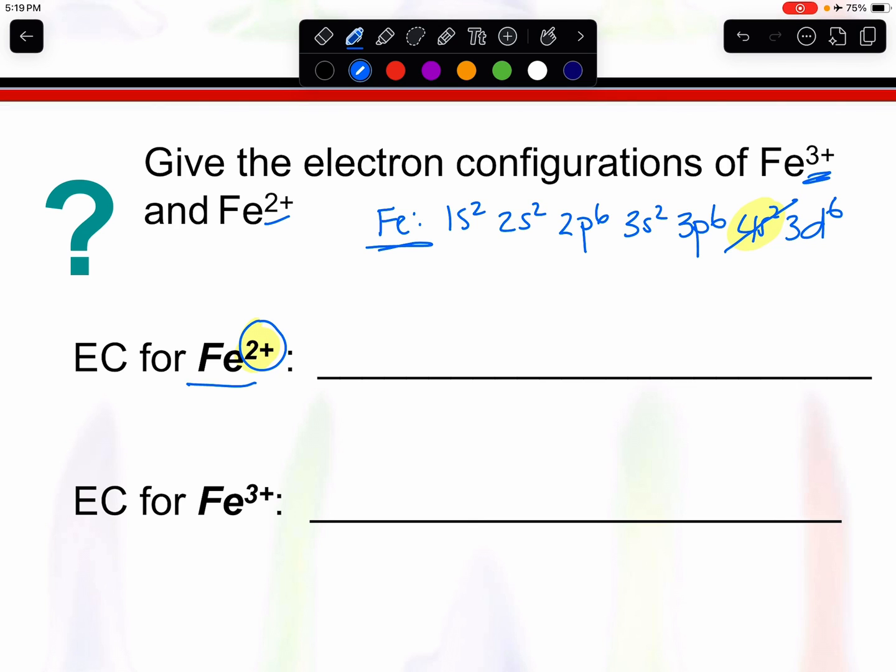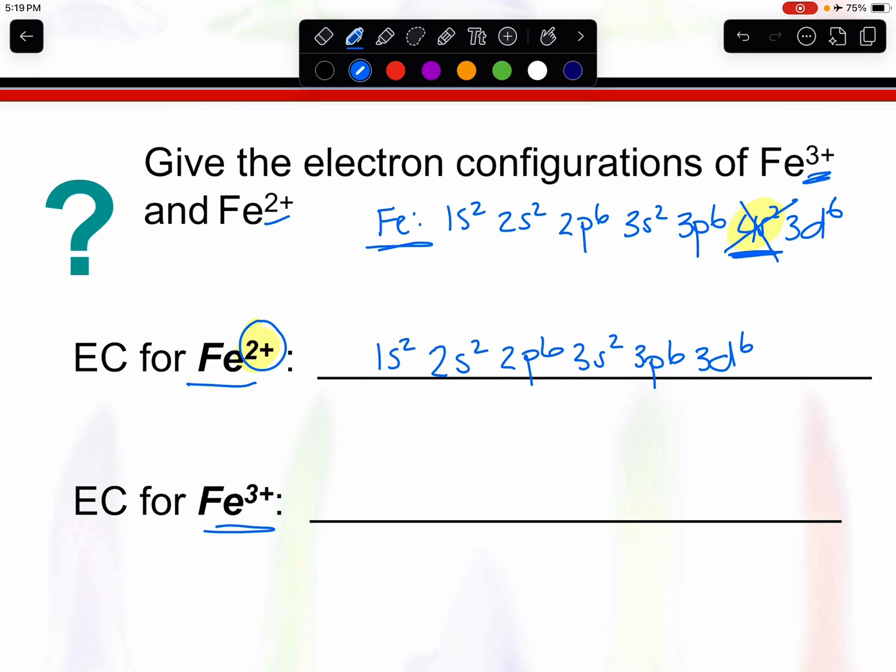So when I write the electron configuration for Fe plus 2, I just am going to write everything, but get rid of, or not even put, the 4s. 3p6, 3d6. So I know it's a little bit odd, but this is how you do electron configuration for transition metal or d-level orbital atoms. Okay, you remove the highest energy, which is always going to be that s.